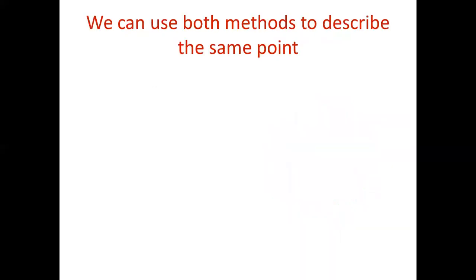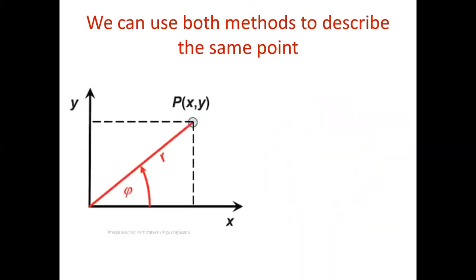And we can use both methods to describe the same point. Like shown here, it is a point. I can describe it in terms of x and y, but also in terms of r and theta or phi, or I can call the angle whatever I want. I can use an angle, like let's say this point is 35 degrees. So I can use both methods to describe the same point.